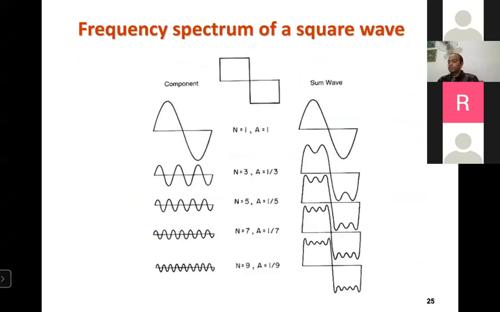Okay, so look at this figure. This is my pure, let us say, sinusoidal wave with 1 Hz frequency. Let me name it A. This is figure B, which is the third harmonic, which has a frequency of 3 Hz. Let's say this one is 1 Hz. This is 3 Hz.